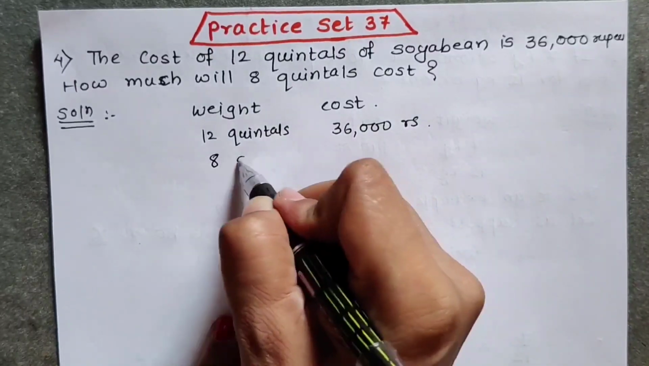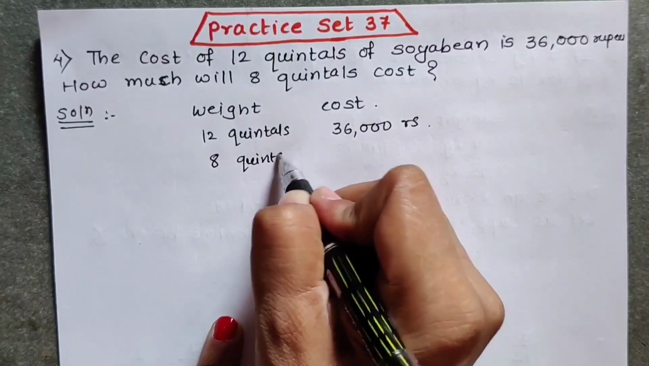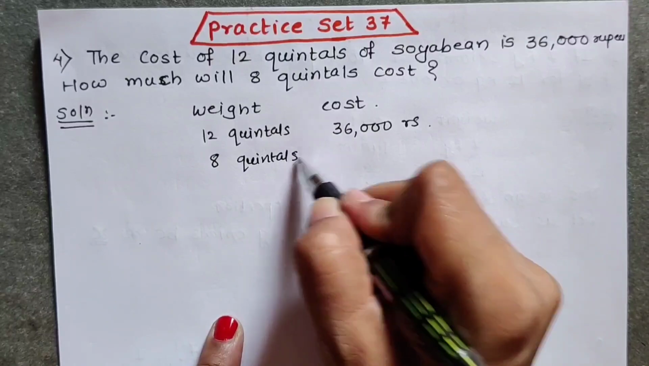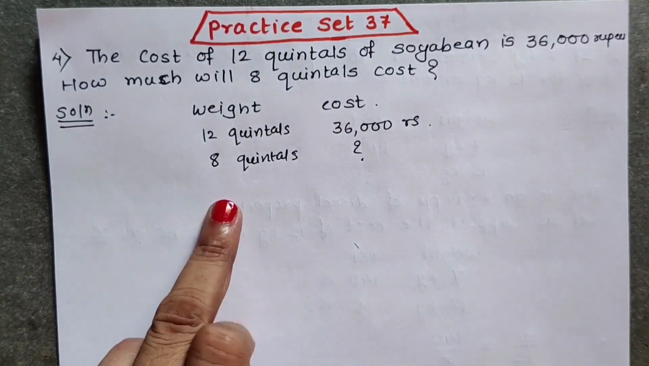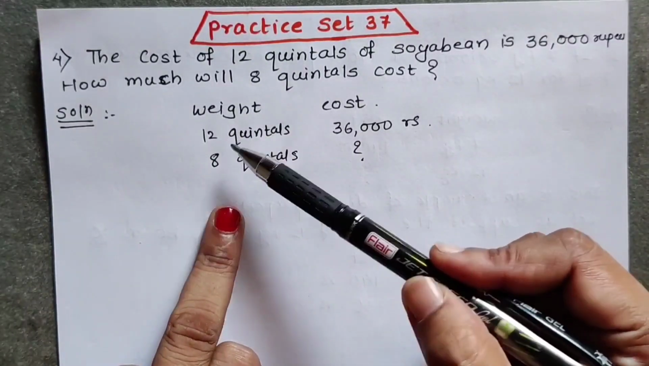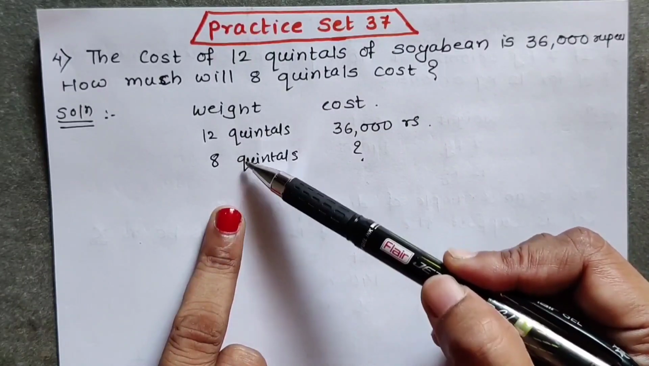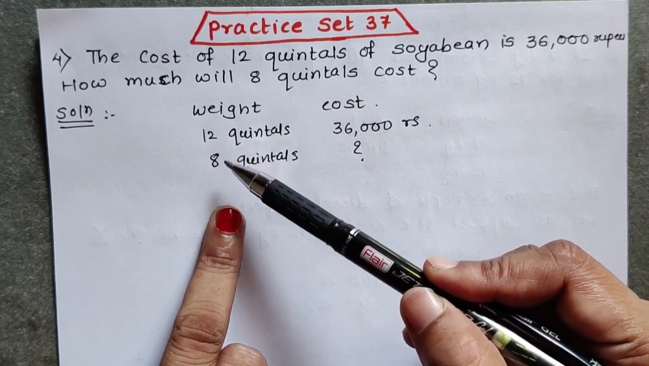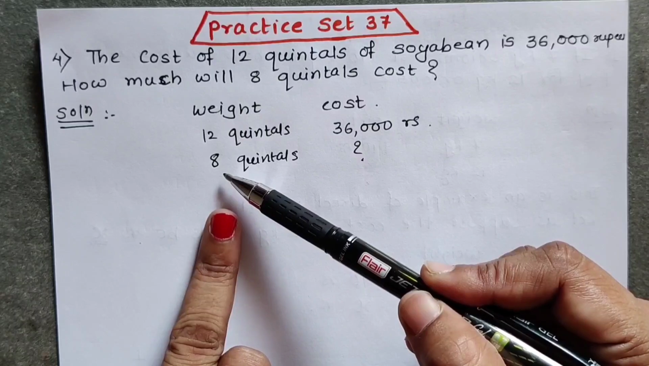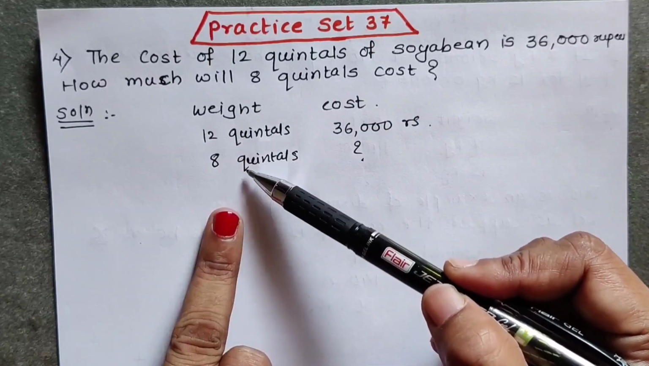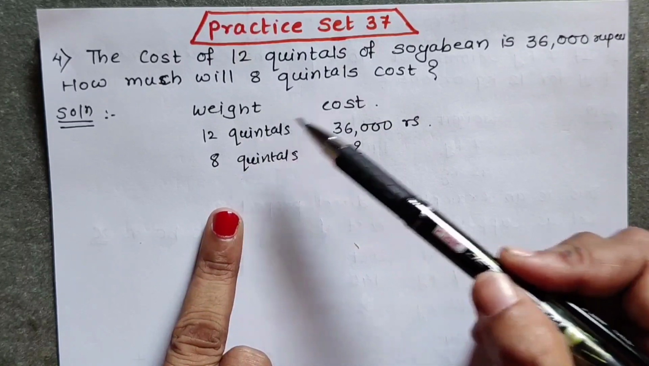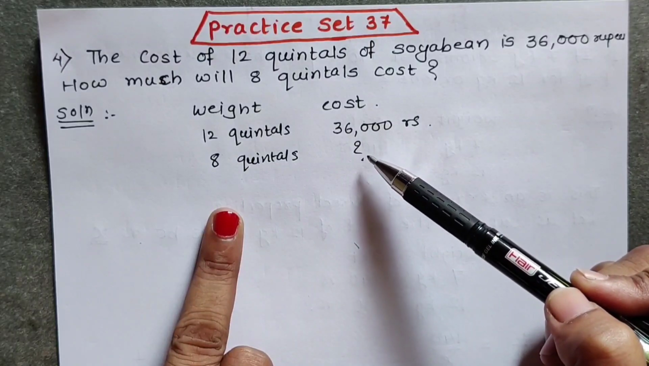We have to find out how much will be the cost of 8 quintals of soybean. We don't know the cost of 8 quintals. So now see children, here the weight is decreasing. First it was 12 quintal. Now we have to find out the cost of 8 quintals of soybean. So weight is decreasing. As the weight is decreasing, automatically its cost will also be decreasing.